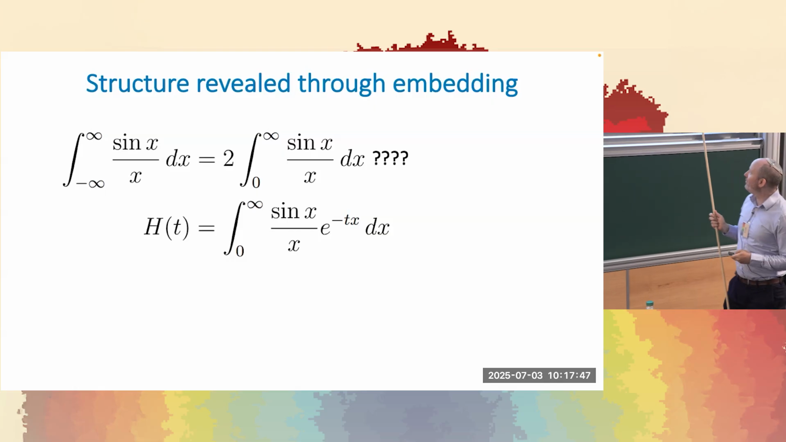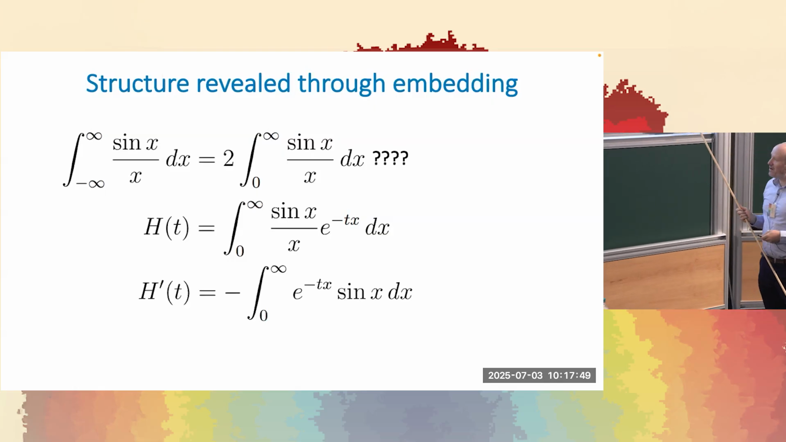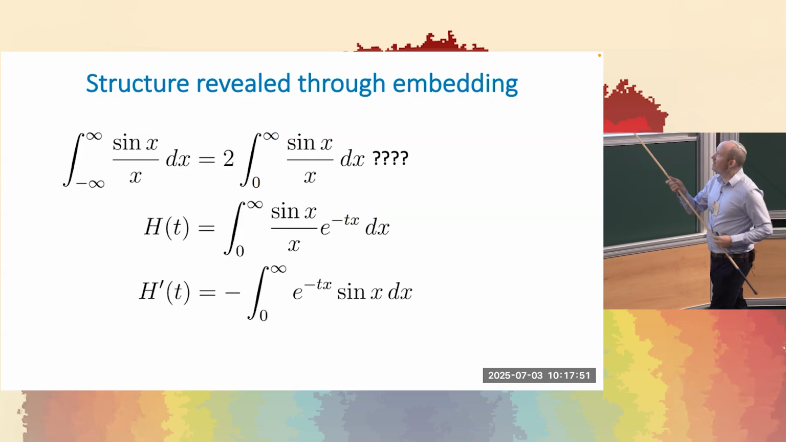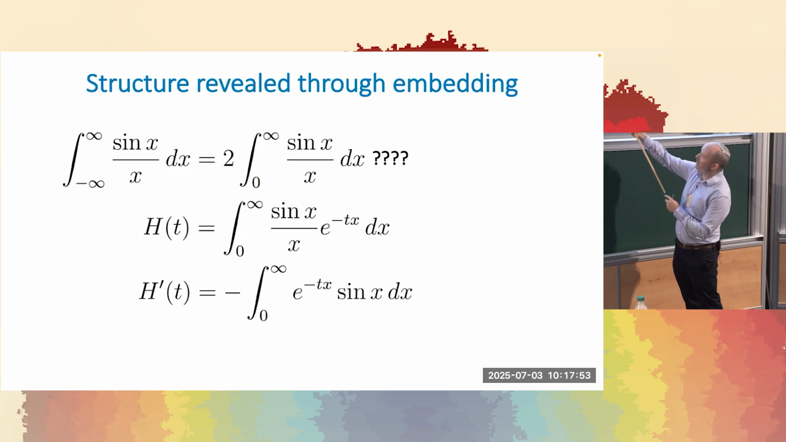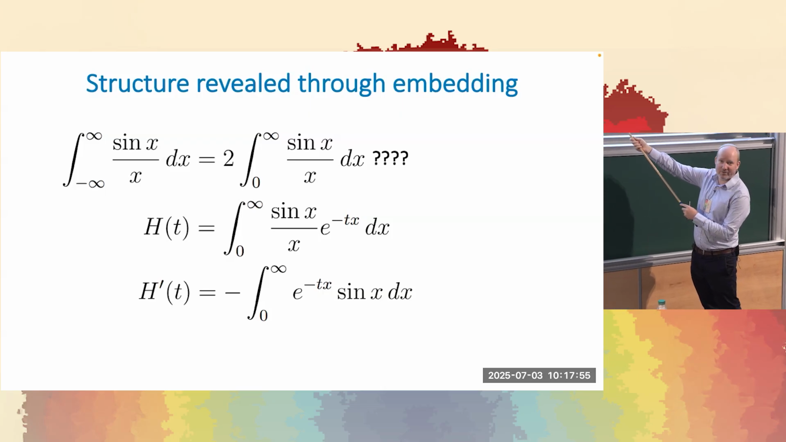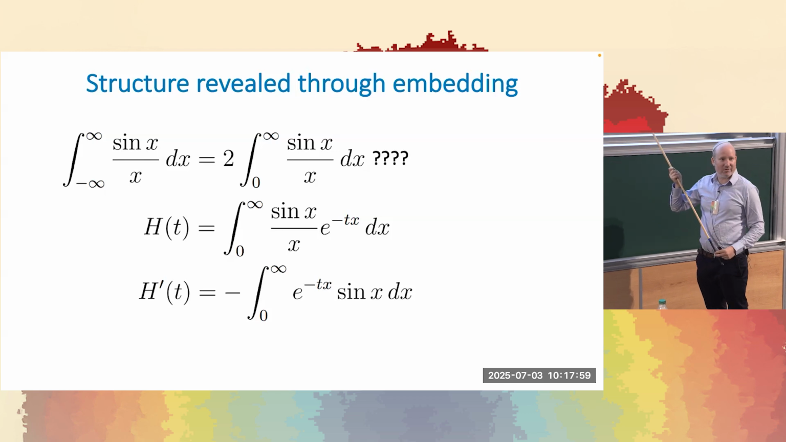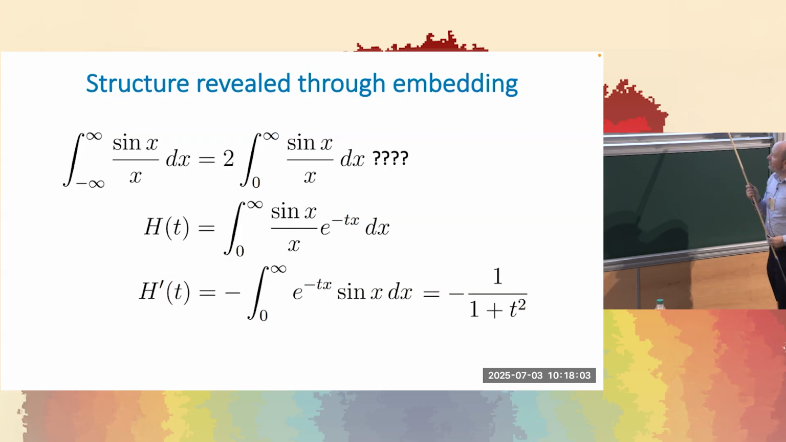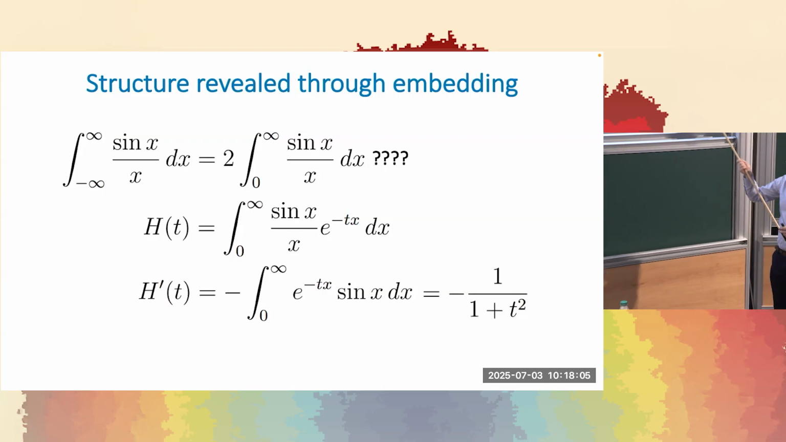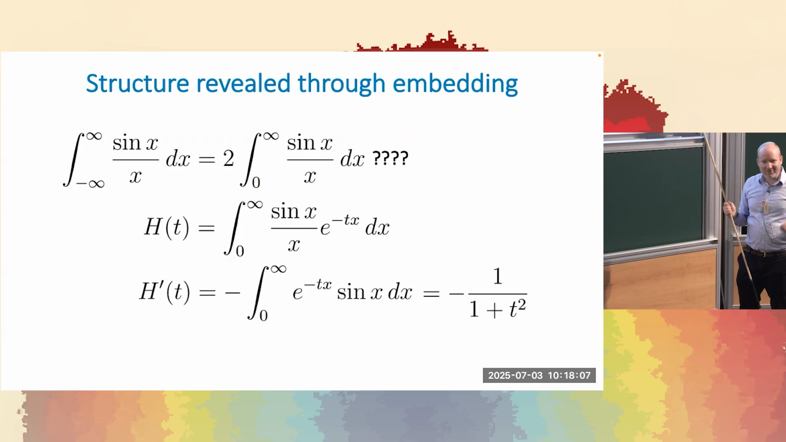Now, what does this gain for me? Well, of course, I can differentiate in t. And when I do that, I clear the denominator. The x comes down, it clears this. And now I get a function that's purely exponentials. And I can integrate that. And I get that h prime is given by this rational function. And I can integrate that.